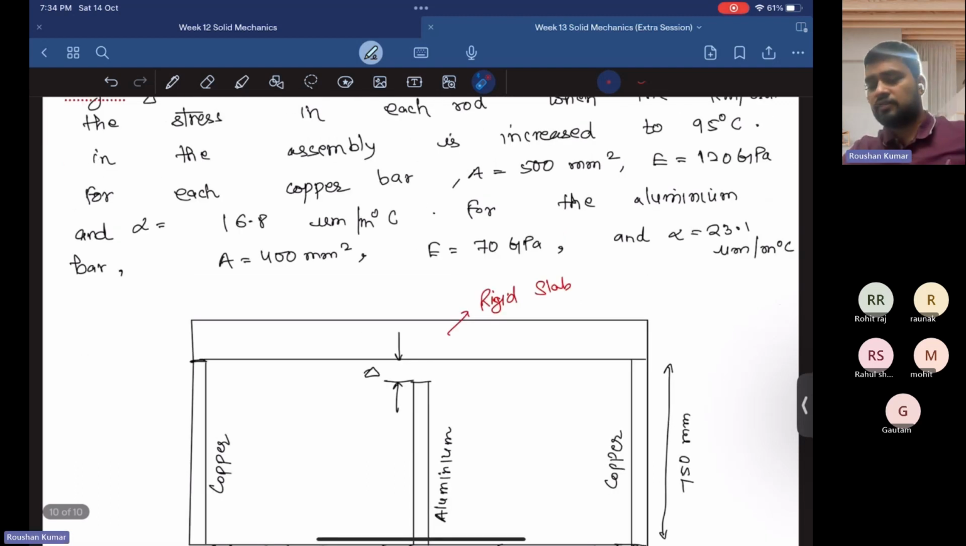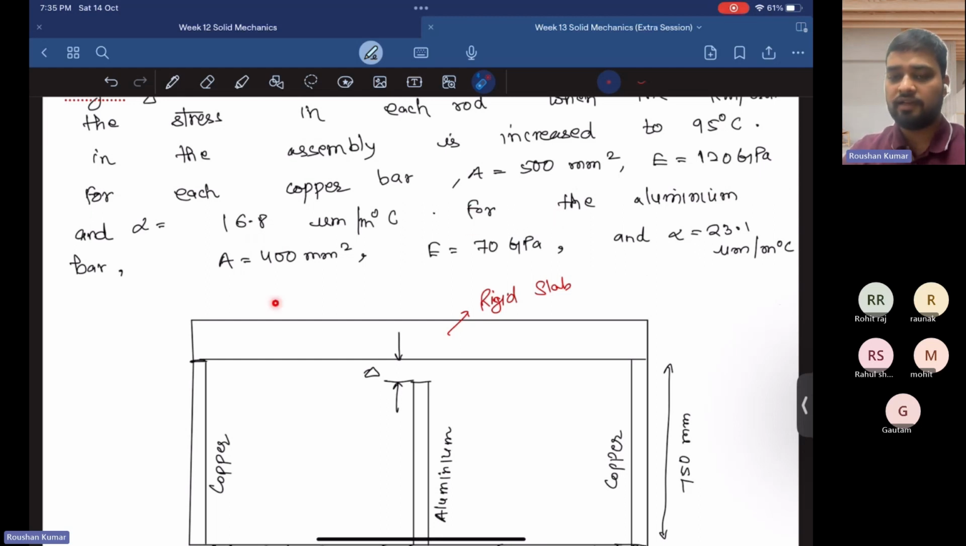Some values are given in the question. The area of the copper bar is 500 mm square, E, that is Young's modulus, is taken to be 120 gigapascal, and alpha is taken to be 16.8 micrometer per meter degree Celsius.